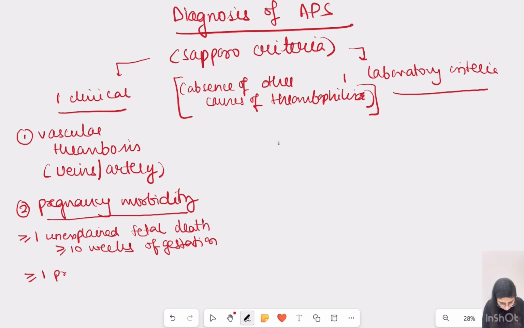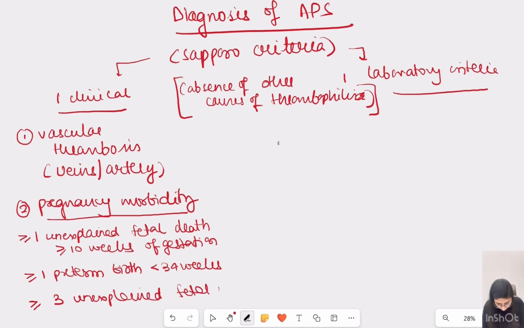More than or equal to 1 preterm birth before 34 weeks of gestation. So, preterm birth before 34 weeks of gestation. More than or equal to 3 unexplained fetal death before 10th week of gestation. Before 10th week of gestation.